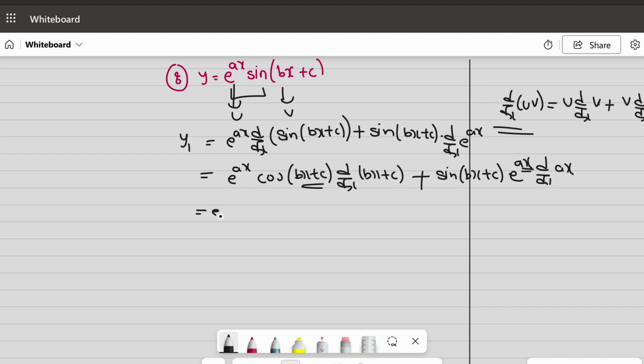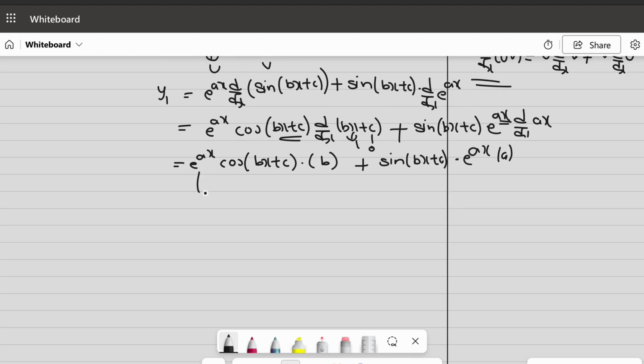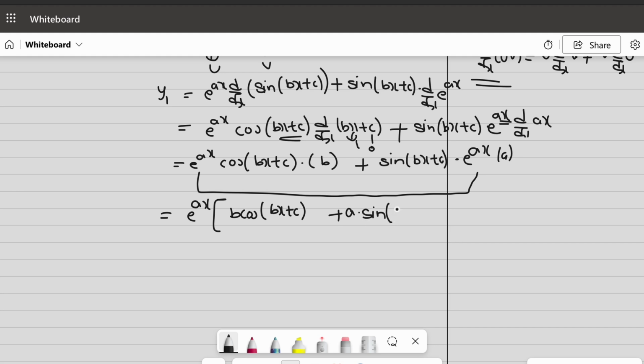So finally, it can be written as e power ax into cos of bx plus c into, here the derivative with respect to x becomes 1 and the constant becomes 0. So finally, we will get b, and in the second term, sin of bx plus c into e power ax into the derivative of ax with respect to x, which becomes 1. So we will get a. And also we have e power ax common, so we take it as common, that is e power ax into b cos of bx plus c plus a into sine of bx plus c.